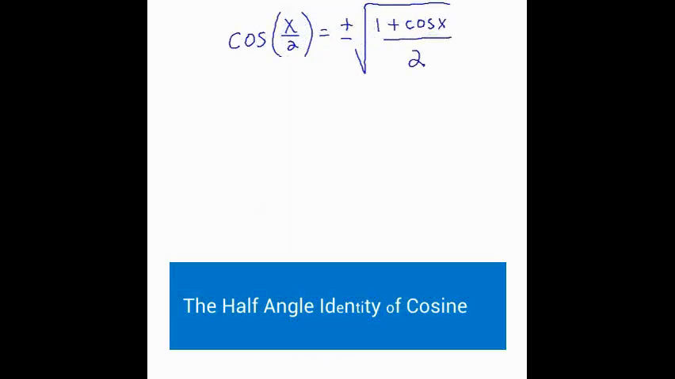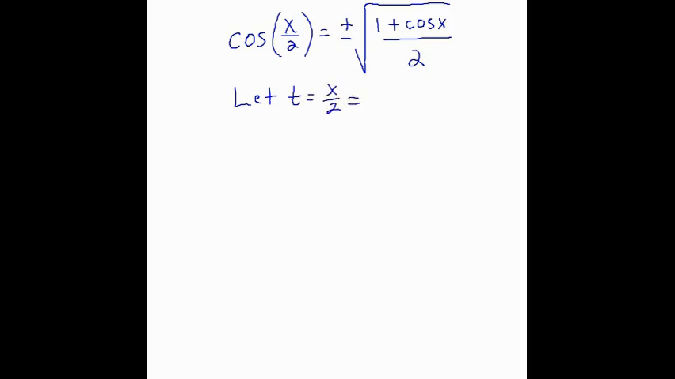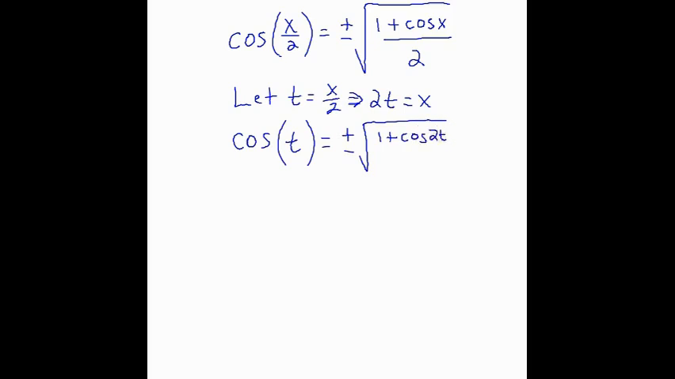So let's go ahead and prove the half angle identity for cosine along with some additional caveats. I'm going to go ahead and let t equal x over 2, implying that 2t will equal x. So this makes me rewrite it as cosine of t equal plus or minus the square root of 1 plus cosine 2t all over 2.